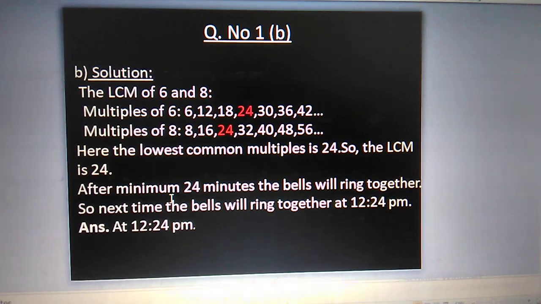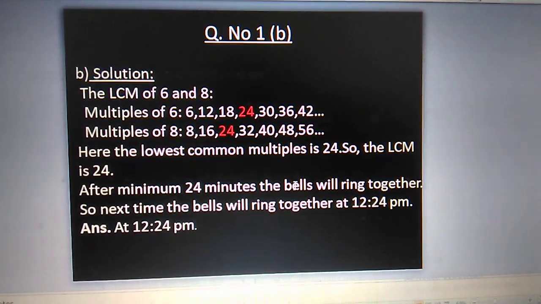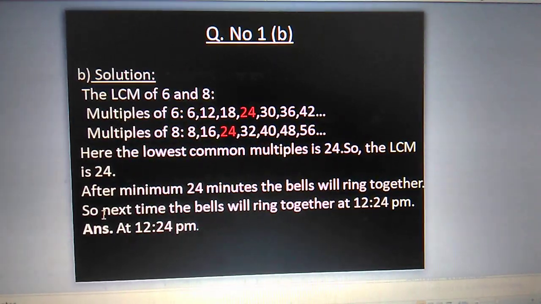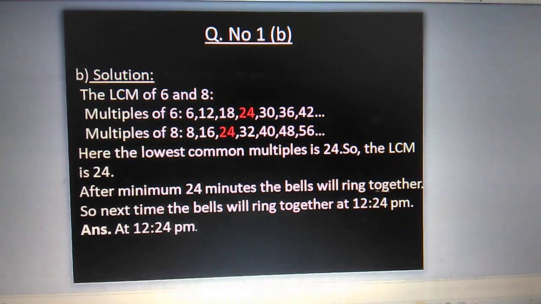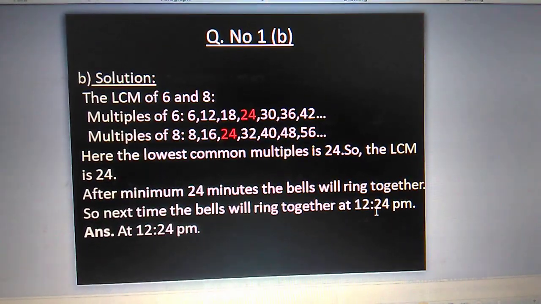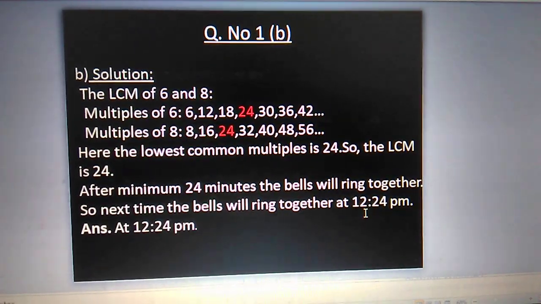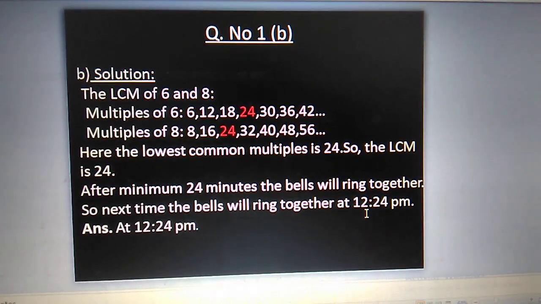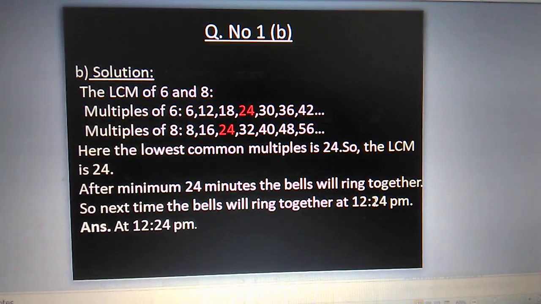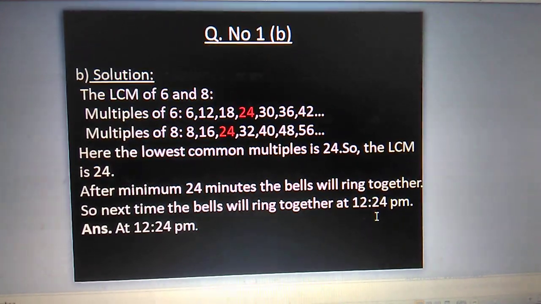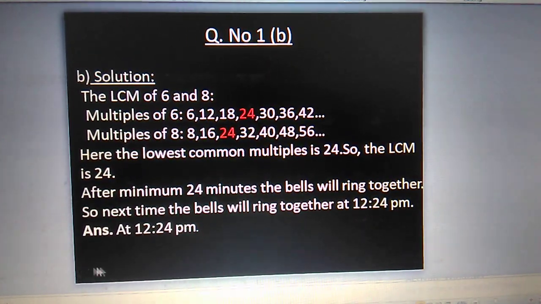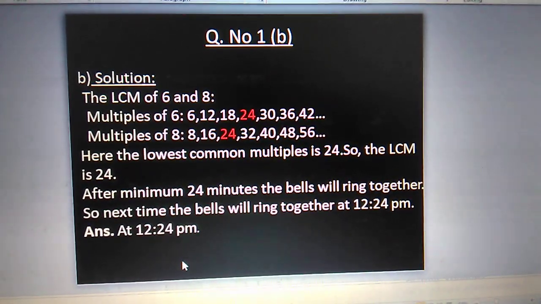So after a minimum of 24 minutes, the bell will ring together. So the next time the bell will ring together is at 12:24. As it is mentioned in the stem, it rings together at 12. Next time when it will ring together, if we add 24 minutes to the 12, then it is 12:24 p.m. So our answer is 12:24 p.m.